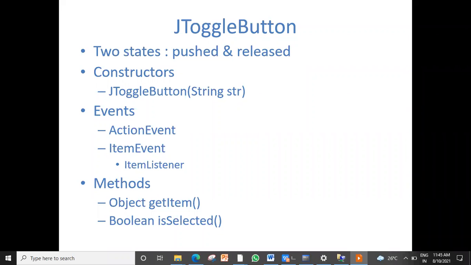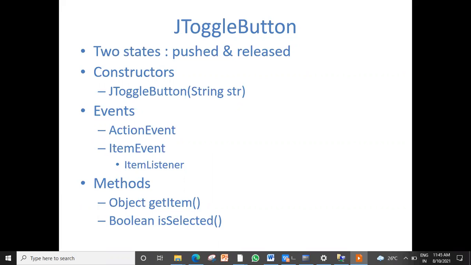So methods again. Here there is one more new method. Now in case of toggle button, there are multiple buttons again. Which button is pressed? Get action command also you can use, or there is one more method. Get item. Get item will return you the object which has generated the event.